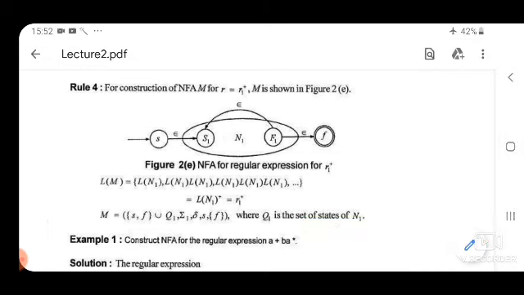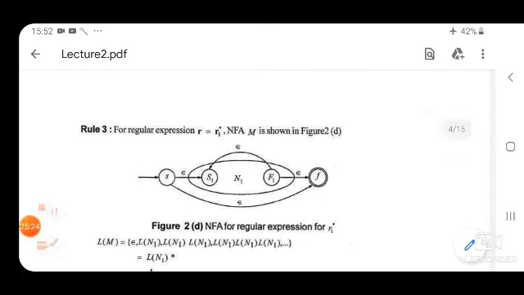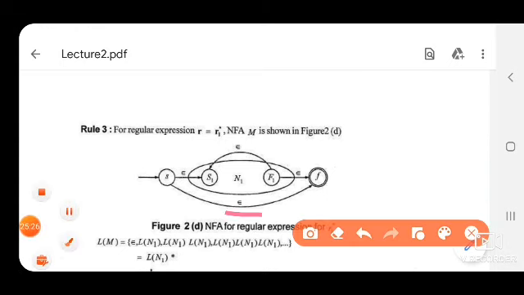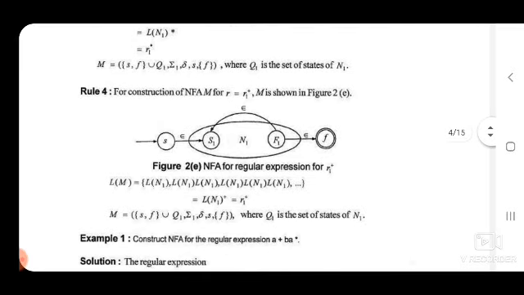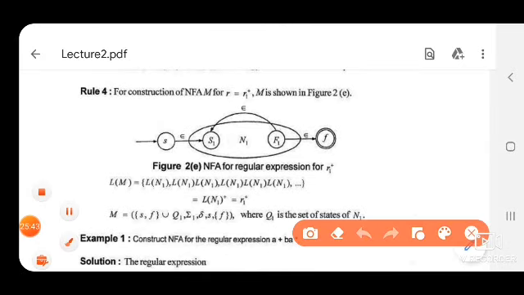So, in the previous figure you see that we have represented a null transition from S to F, which helps in generating null by the NFA. But if we draw the NFA for R plus, then there is no transition from S to F. So, by the NFA of R plus, we cannot accept null. All the other things are the same as in the previous figure.